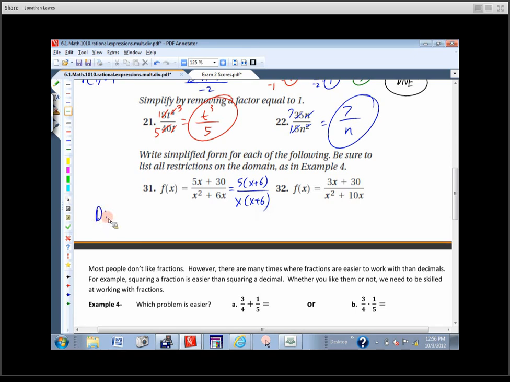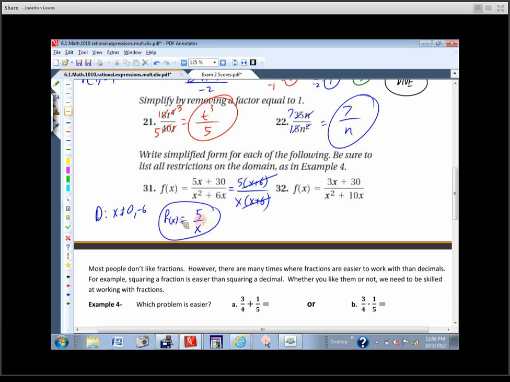What numbers are not allowed to be plugged into this particular function? What would make that one 0? 0. So x is not equal to 0. And what else? What would make that one equal to 0? Negative 6. Okay, now we can finish the problem. Can I simplify this? I can. I can cancel off that entire factor. Again, please cross it off the right way. Those two cancel to be a 1. So the simplified version of this is 5 over x.